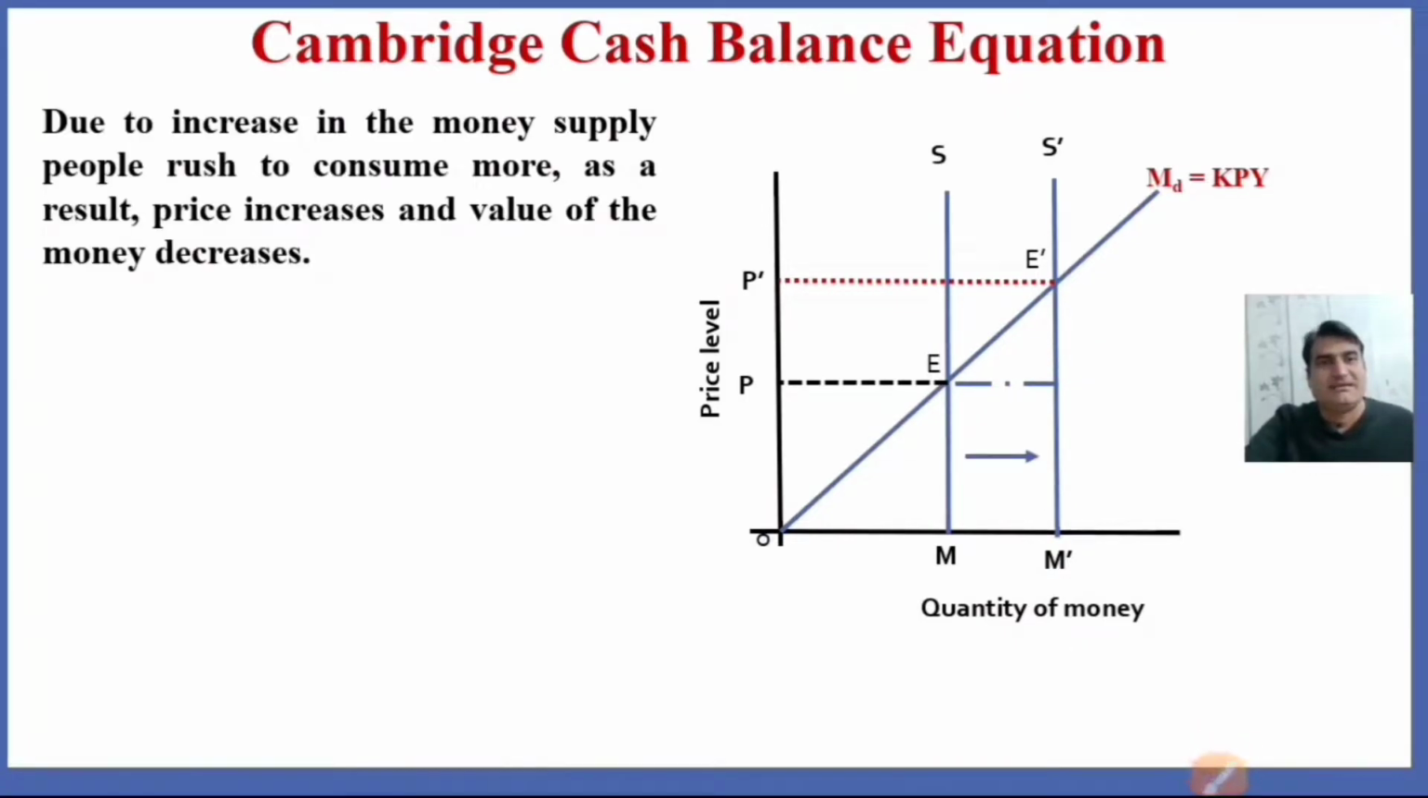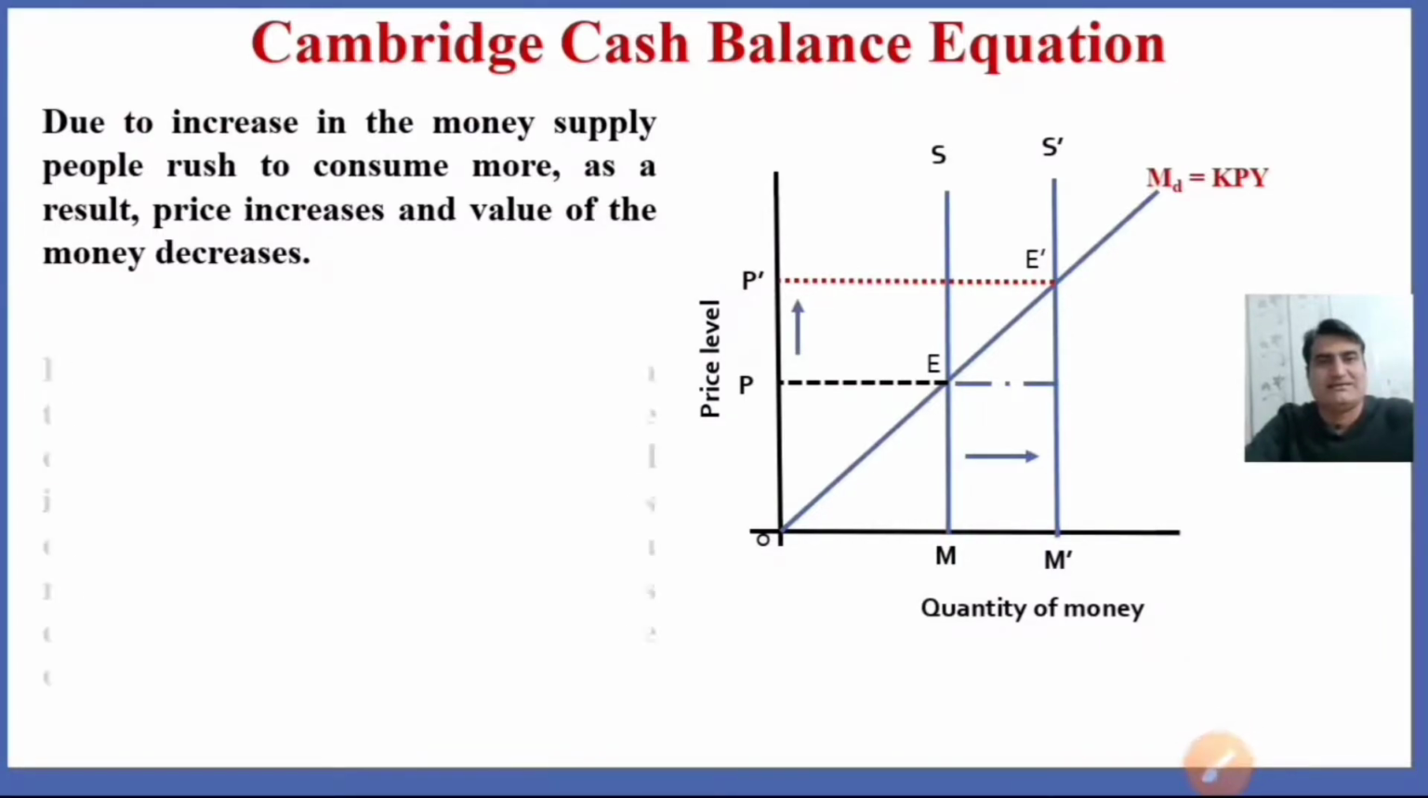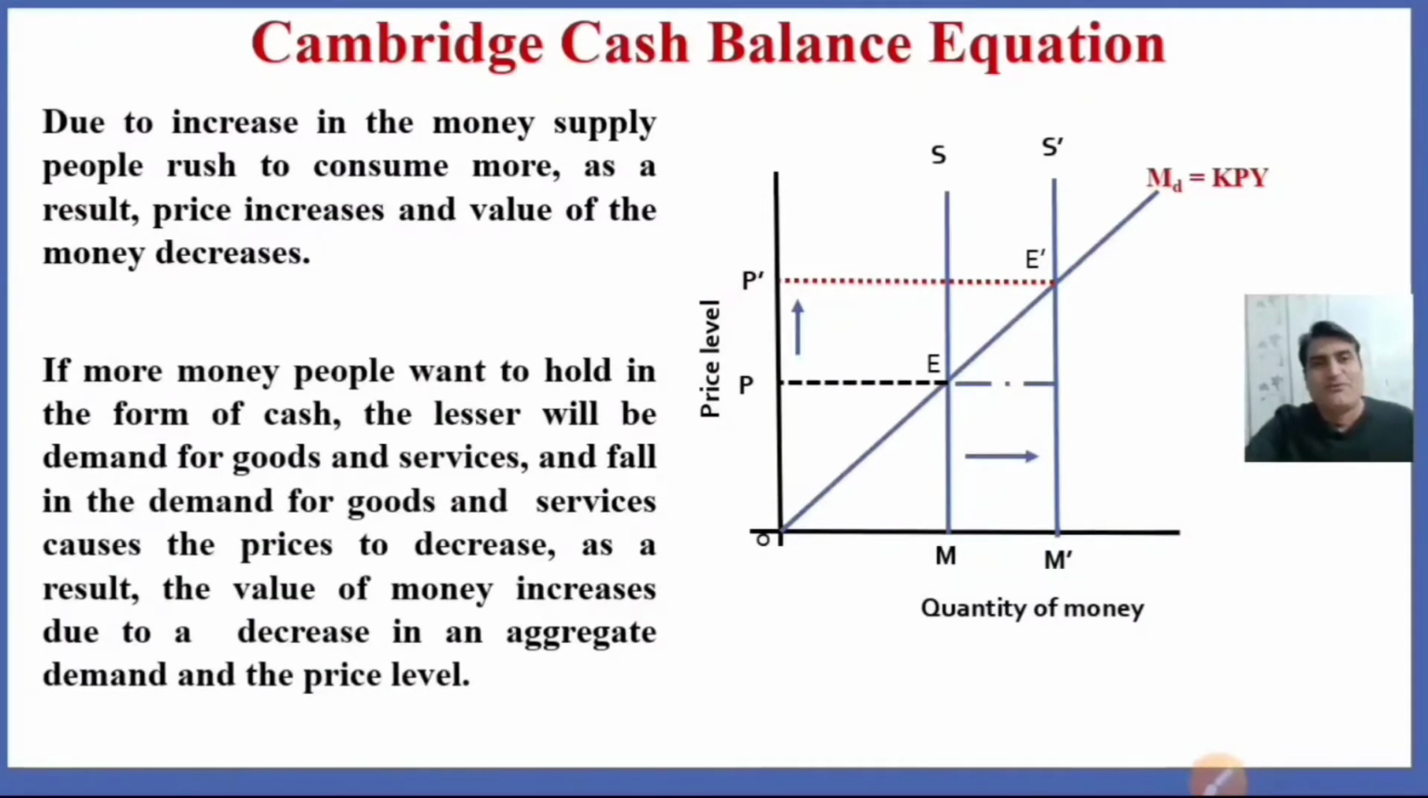Due to increase in the money supply, people rush to consume more. As a result, price increases and value of money decreases. If more money people want to hold in the form of cash, the lesser will be the demand for goods and services, and fall in the demand for goods and services causes the price to decrease. As a result, the value of money increases due to a decrease in aggregate demand and price level.